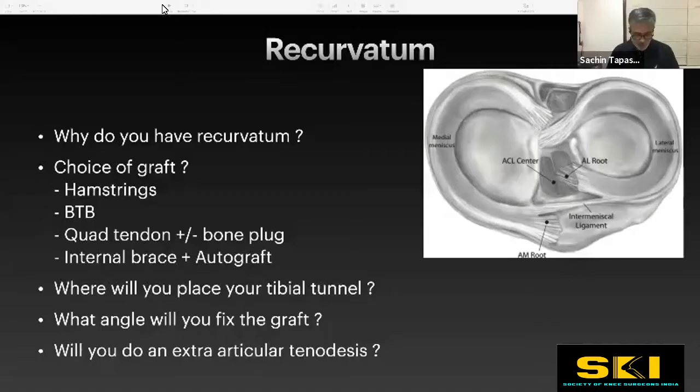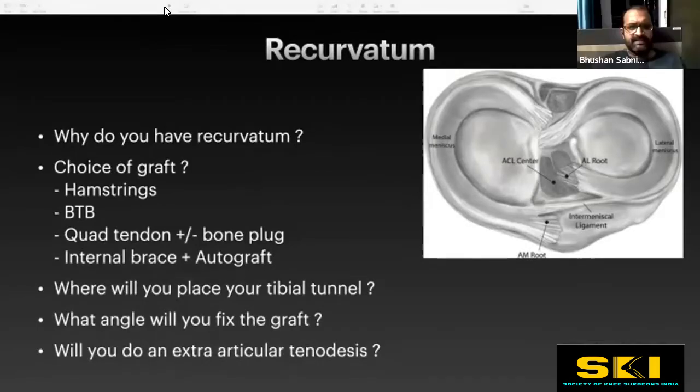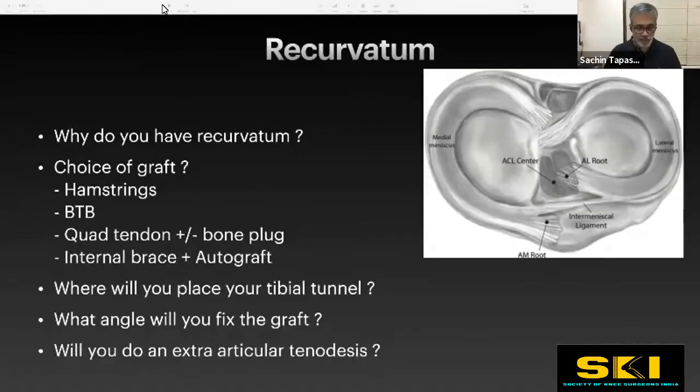So Bhushan, you want to use a robust graft like the quad tendon. You want to add an internal brace and you want to do an ALL. Yes. You want to do 3 things. Yes, I do. So you're the person who wants triple protection, so to say. Whereas all the others, couple of them, no pun intended.